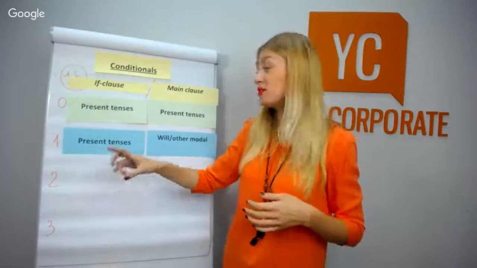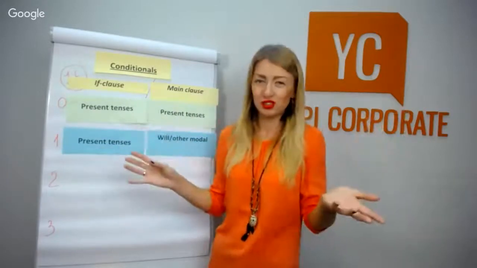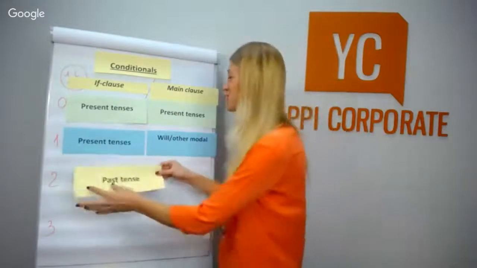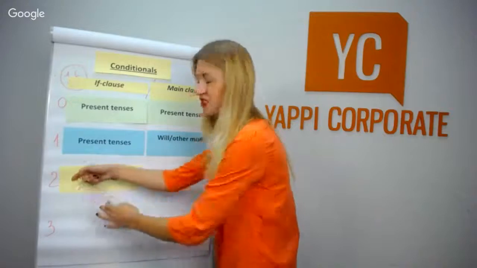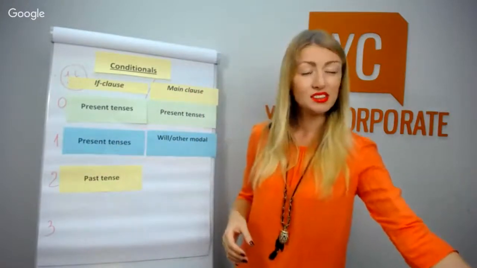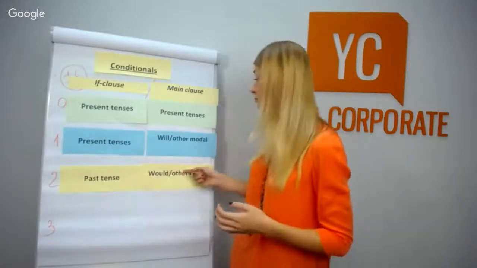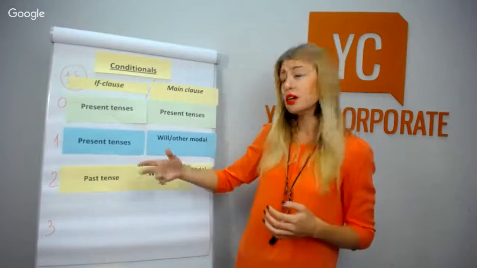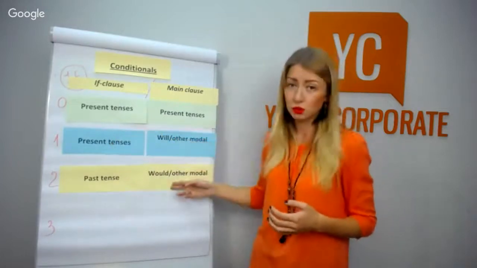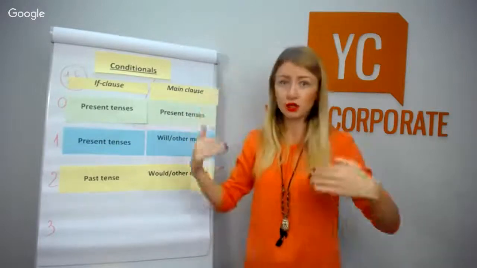The next type is the second type. I call it the imaginary type. So what do you imagine in your life? If you were a president of the United States, what would you do? So if you were, it's past tense. So you can use past simple here or past continuous. Okay, and in the main clause, you will put would or some other modal. Everything goes quite logically. If you compare with the first one, here present, here past, and will changes into would, right? So try to memorize your conditionals also this way, like a structure, yes?